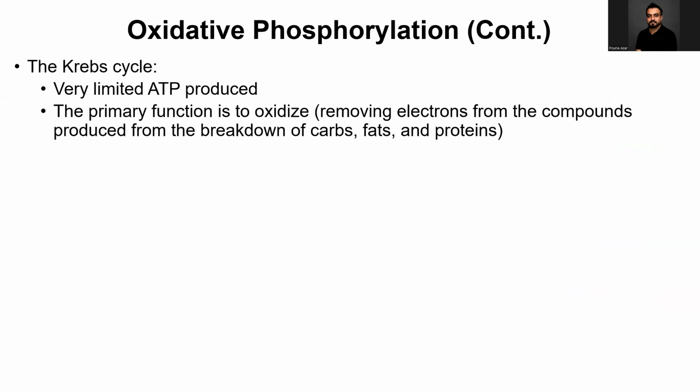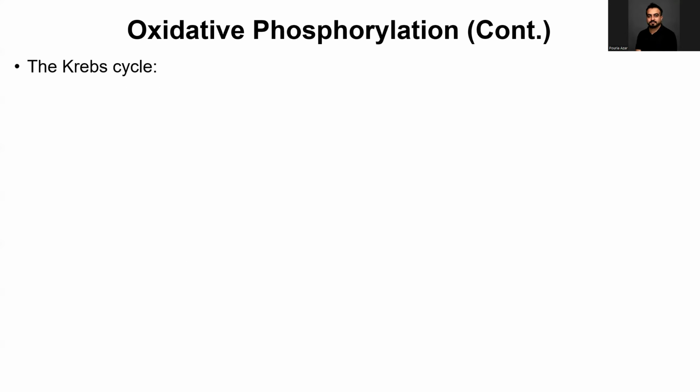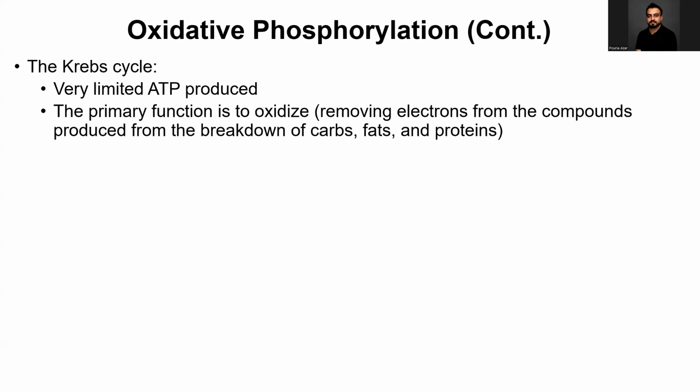And the Krebs cycle, very limited ATP produced through the Krebs cycle. And the primary function of the Krebs cycle is to oxidize, which means removing electrons from the compounds produced from the breakdown of carbs, fats, and proteins. So from the Krebs cycle, which is our second phase of oxidative phosphorylation, very limited ATP are produced, and the main function of the Krebs cycle is to oxidize our macronutrients.